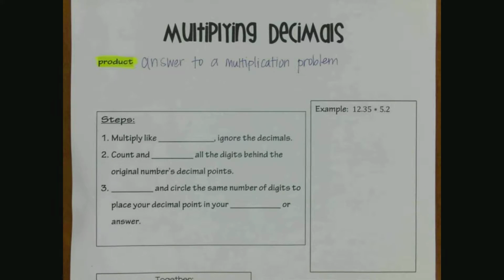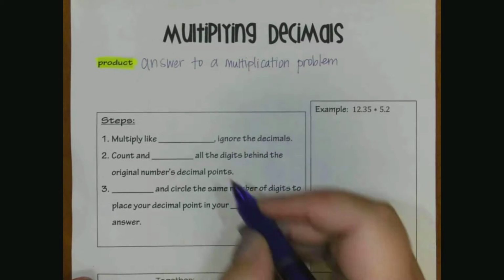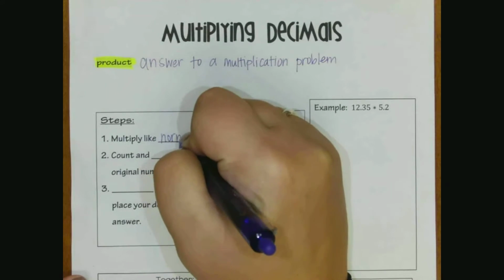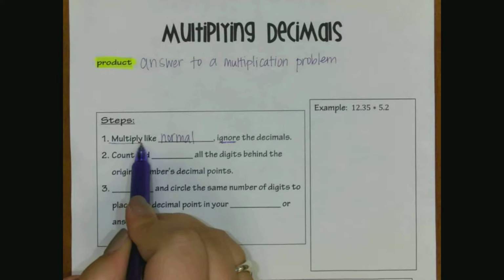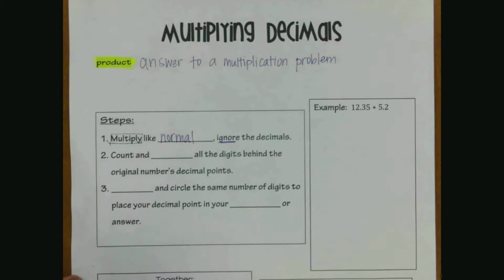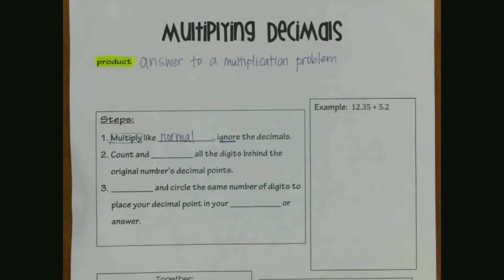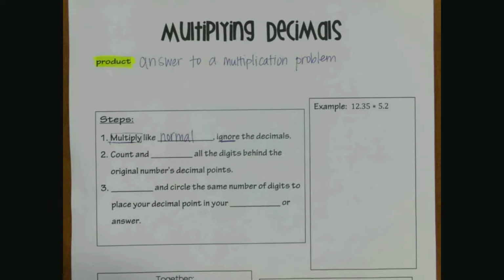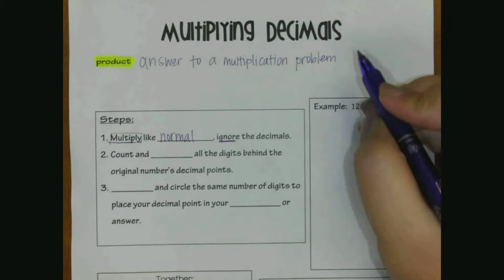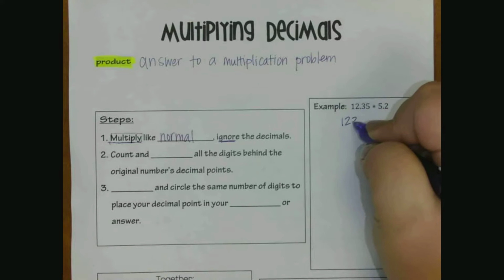The first step is to multiply like normal. You ignore the decimals. Remember, this is just for multiplication of decimals. When you add decimals, you need to line them up. When you subtract decimals, you need to line them up. However, when you multiply, you ignore them at first, okay? So I'm going to rewrite this example right here, and we're going to ignore the decimals.